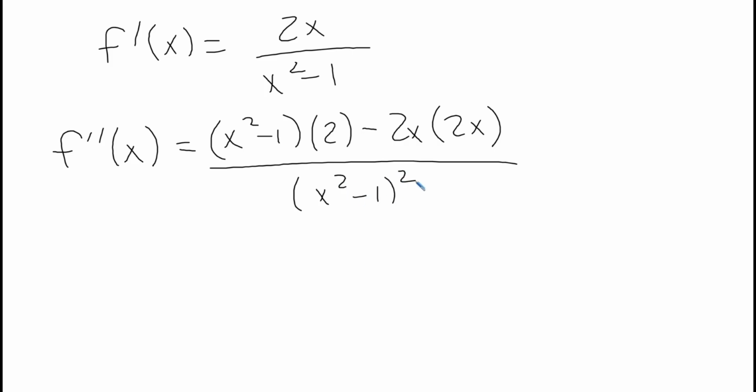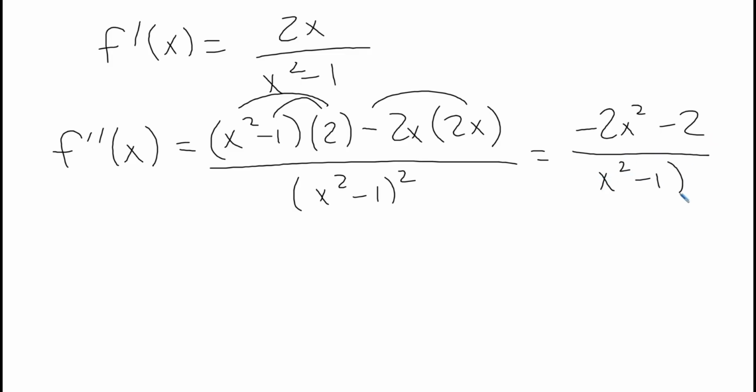So if we simplify this out a little bit, this is a 2x squared, and this is a minus 4x squared, which is going to give us a negative 2x squared in the numerator. And then we have the minus 2 right here over x squared minus 1 squared. And once again, the denominator of this is never going to give us any undefined values that are on our domain, on that domain of f.